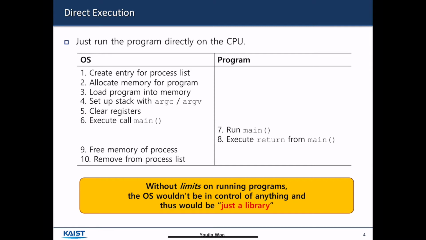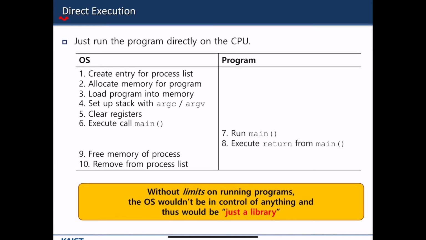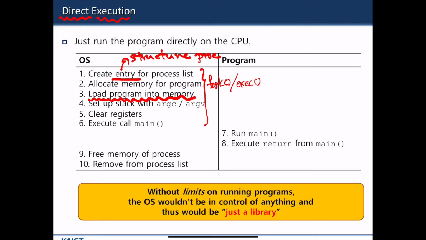A very primitive way of running a process is called direct execution. When we run a process, it is very similar to fork and exec. It creates an entry for the process list, creates memory for the program to run, and loads the program from the disk into memory. Then it sets up a stack with the parameters it wants to execute, prepares the registers, and calls main.